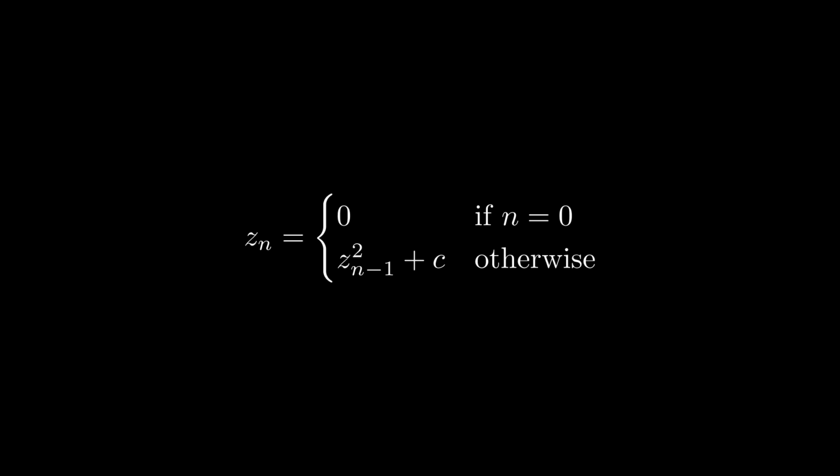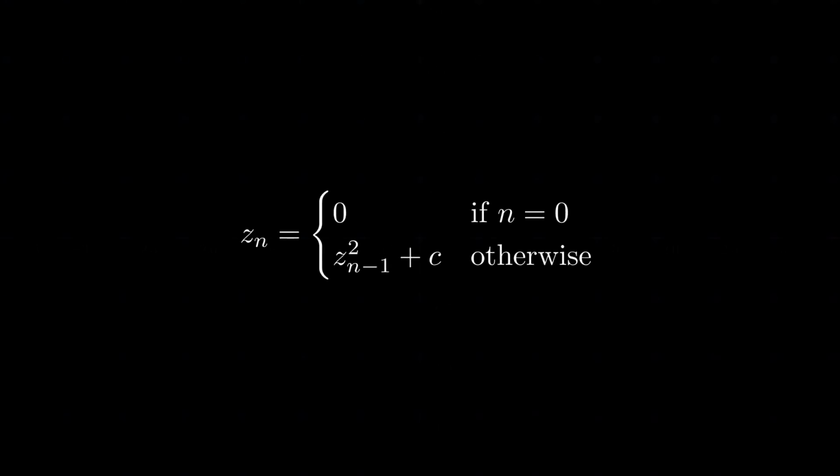To generate the Mandelbrot set, we will color a pixel black if its corresponding sequence stays bounded. Otherwise, we will color it white. Let's try this on a couple examples.